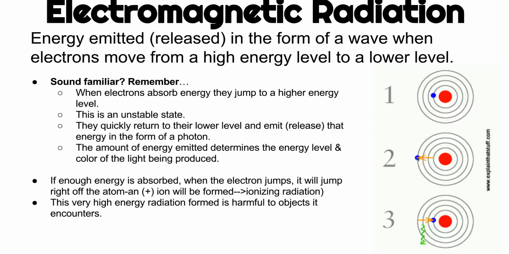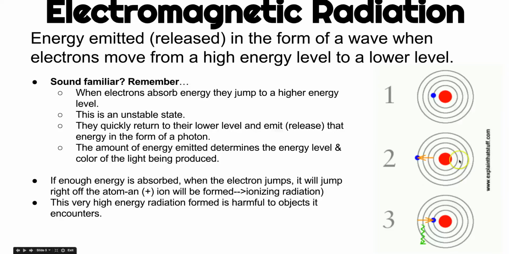But this is an unstable state, so that electron will quickly fall back down to its original level, and in the process of falling, it will release a photon of energy, a little packet of energy. And the amount of energy in that packet will determine the form of electromagnetic radiation.